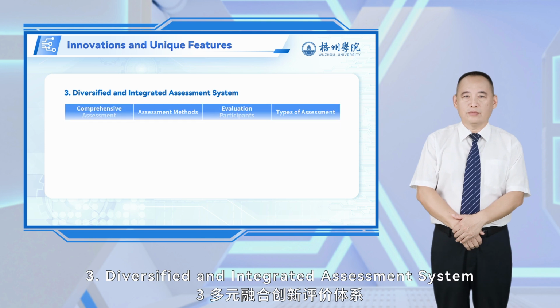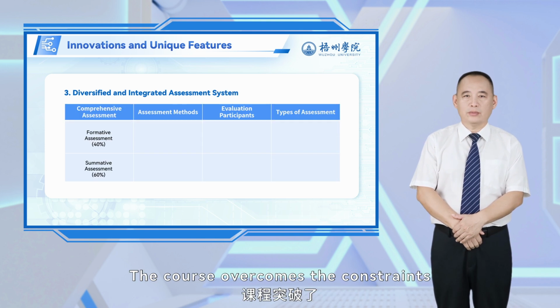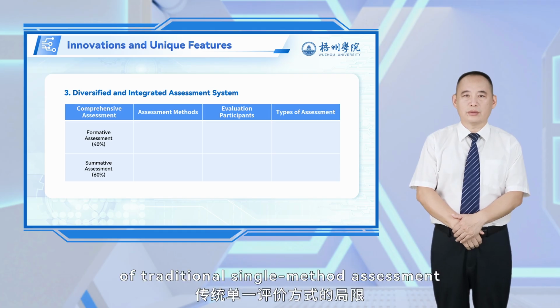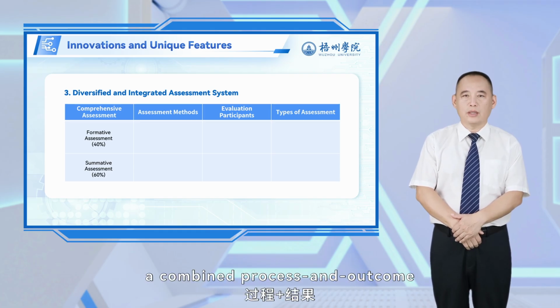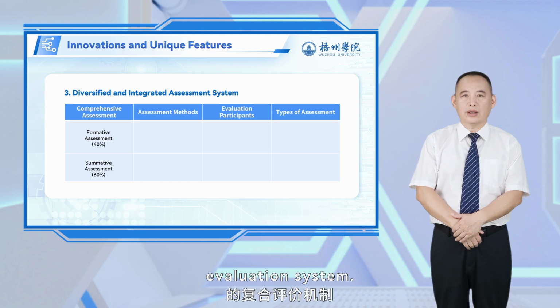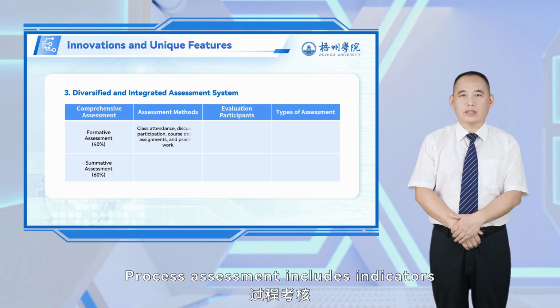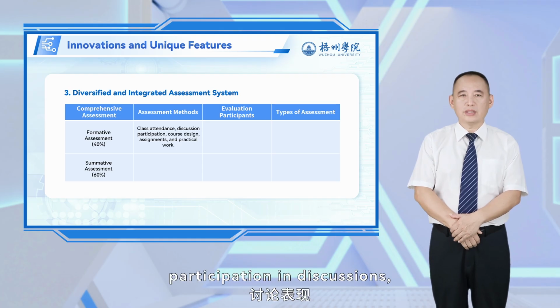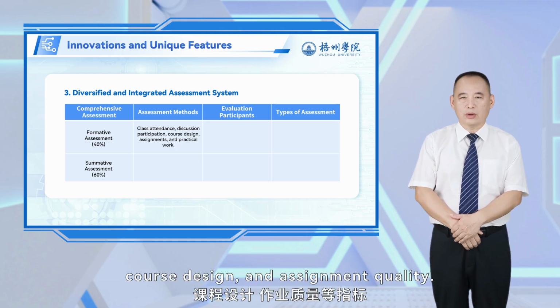3. Diversified and integrated assessment system. The course overcomes the constraints of traditional single-method assessment by implementing a combined process and outcome evaluation system. Process assessment includes indicators such as class attendance, participation in discussions, course design, and assignment quality.